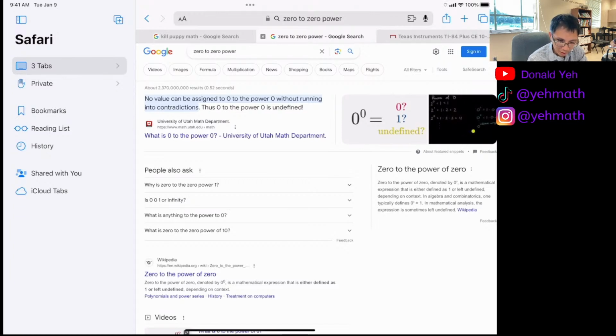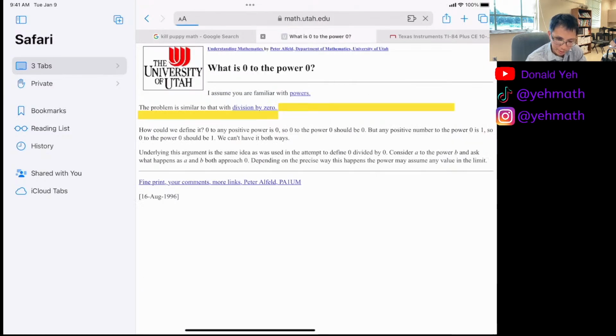Can be signed without running into contradiction. The 0 to the 0 power is undefined. No matter what, what's 0 to 0? So let's go look at universal performance. We define that 0 to any positive power is 0, and so 0 to the 0 power should be 0. But any positive number to the 0 power is 1, so 0 to the 0 power should be 1. We can have it both ways. Underlying arguments, same ideas. What's the conclusion?